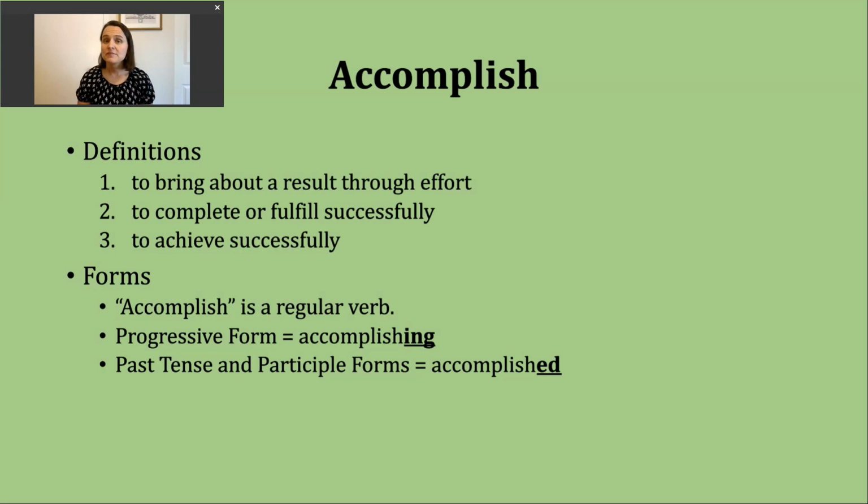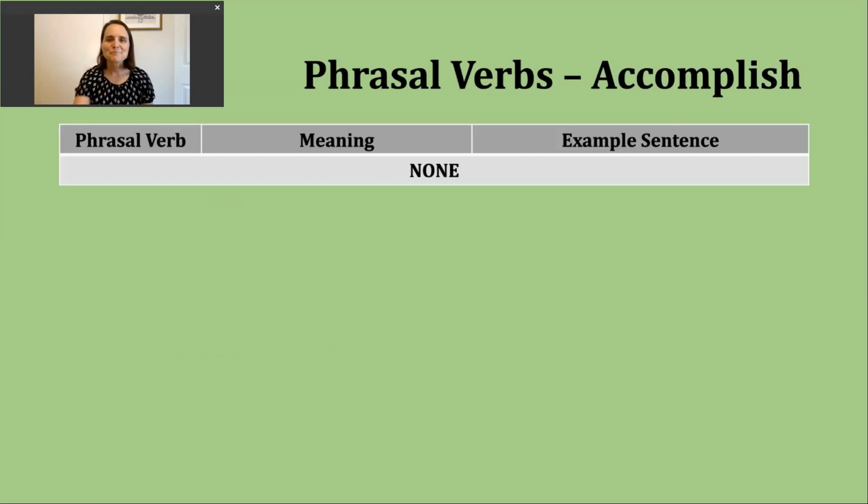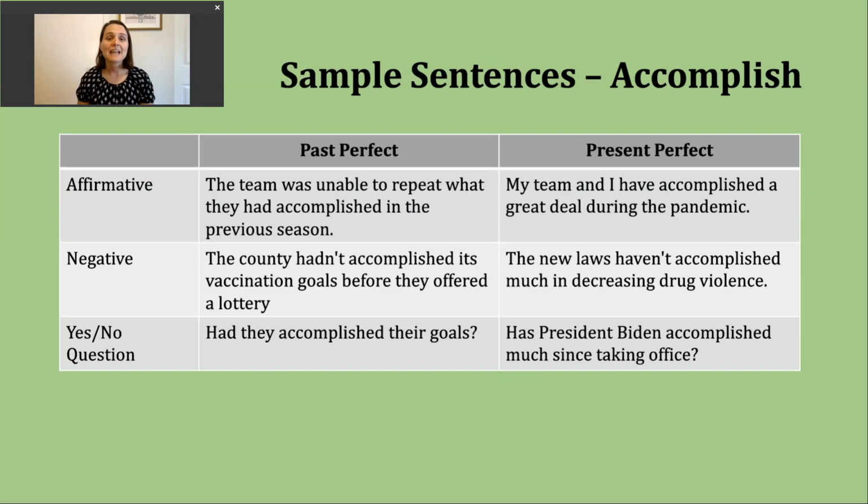To make the progressive tense, all you need to do is add ing to form accomplishing. The past tense and participle forms of this verb are made by adding ed. The base verb accomplish ends in that sh sound, so our past tense ending is going to make a T sound. Accomplished, accomplished. You'll be happy to know we don't have any additional meanings through phrasal verbs, so that's going to allow us to focus on making sentences in the past perfect and present perfect.